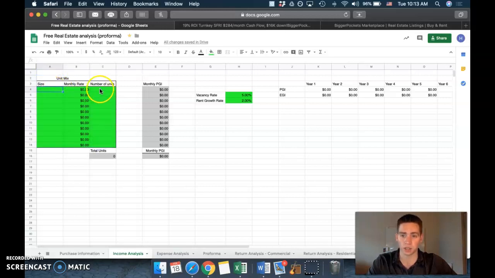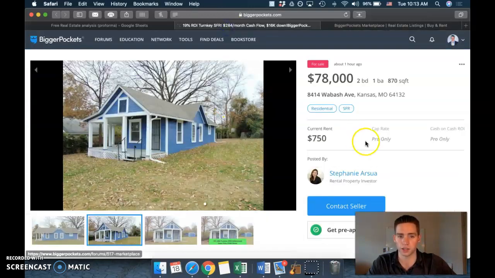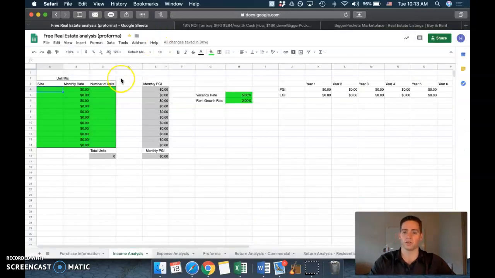Each of these tabs is going to be a unit. So if we had multiple units, we would have multiple tabs going down here, and it would compute all of our income. But since we're looking at residential, we're only going to fill out this first box here. And it is a 2-bedroom, 1-bath, and it's renting for $750. So we're going to go, it's a 2-1. Monthly rent is $750, and there's only one of these units.